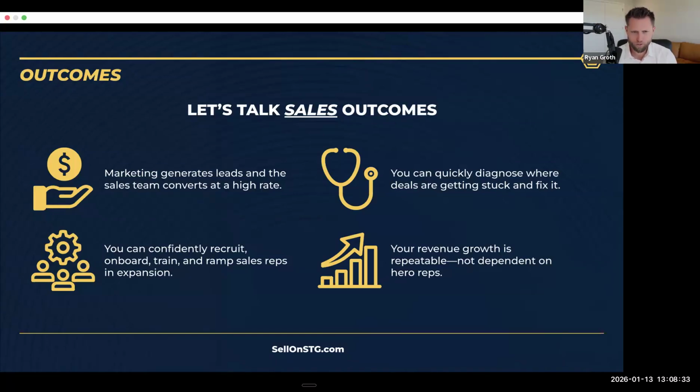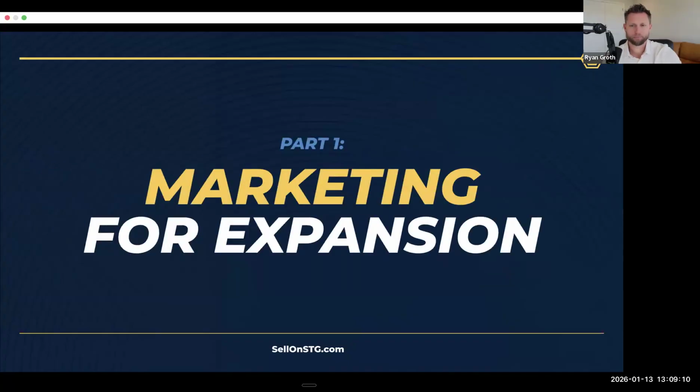You can confidently recruit, onboard, train, and ramp sales reps in expansion. You're like, hey, I know that when it's time to recruit, this all is going to work, rather than, man, I hope we find the right person. Or I hope when we do find the right person, we hope that the ramp is going to work and the training is going to work. And then your revenue growth is repeatable, not dependent on A-plus rock star reps, or even worse, the founder of the business. You're having to depend on that person to do all the work. Rather, you can work with the talent you bring in and they will create predictable outcomes. So back to you, Anna.